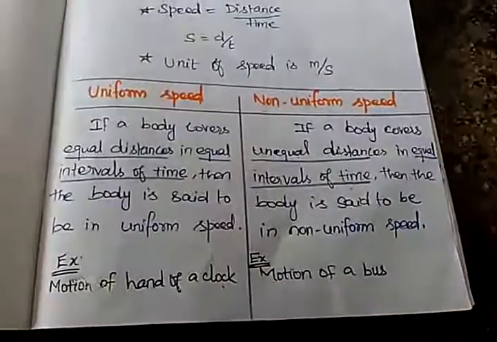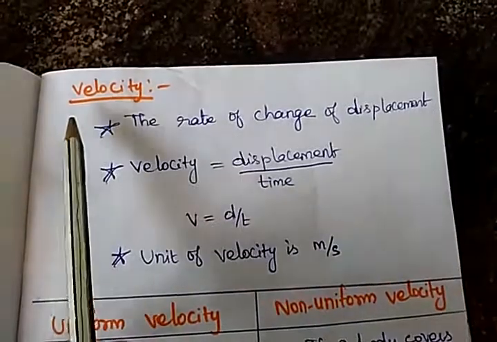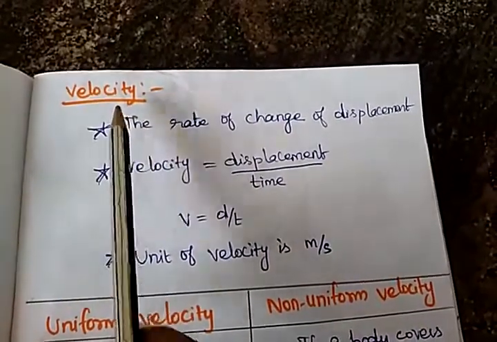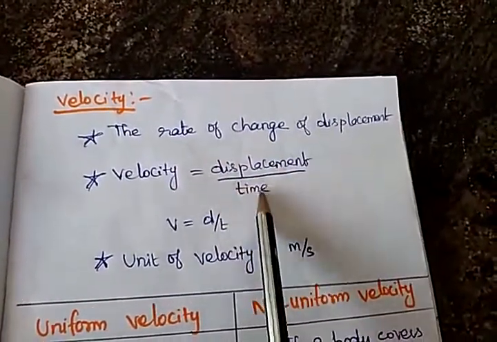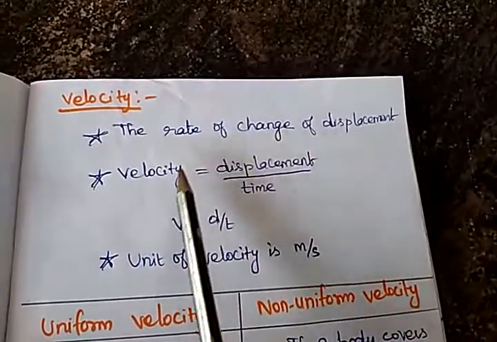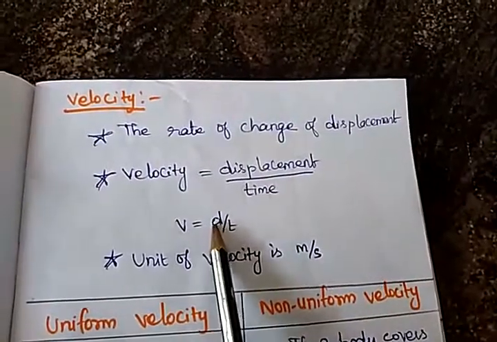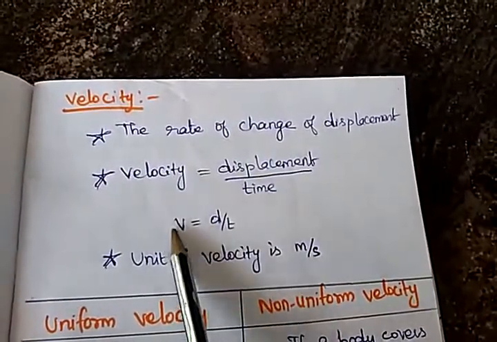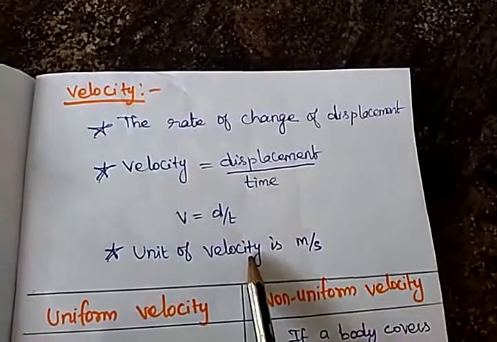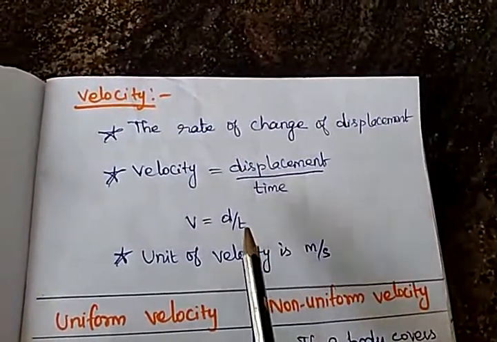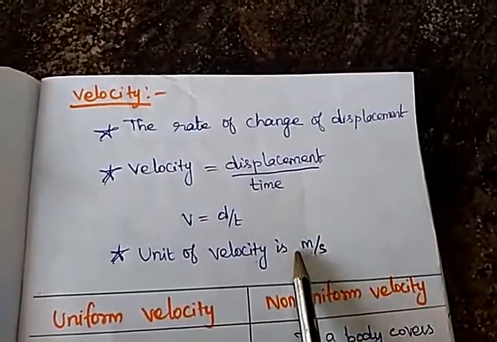Students, next we see the topic velocity. What is velocity? The rate of change of displacement. So velocity is equal to displacement by time. Displacement is written as d, time t. So velocity v is equal to d by t. The unit of velocity is meter per second. Speed has the unit meter per second and velocity also has the unit meter per second.